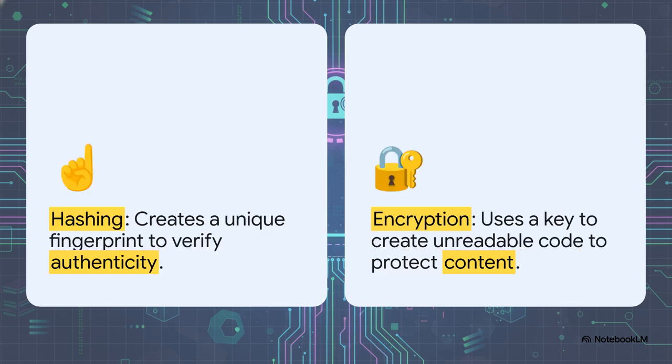Now, this is super important. Please don't confuse hashing with encryption. They are not the same thing. Hashing is all about verifying authenticity. It's about proving the data is what it says it is. Encryption, on the other hand, uses a key to scramble readable data into unreadable nonsense to protect the content itself. So to put it simply, hashing proves it's unaltered, encryption makes it a secret.